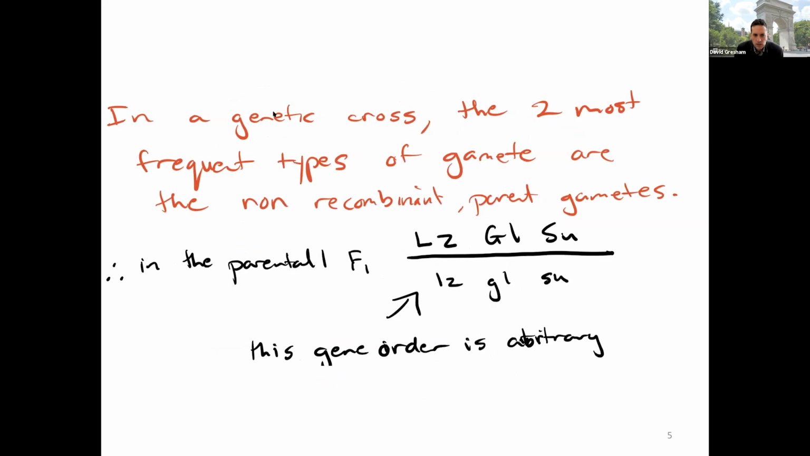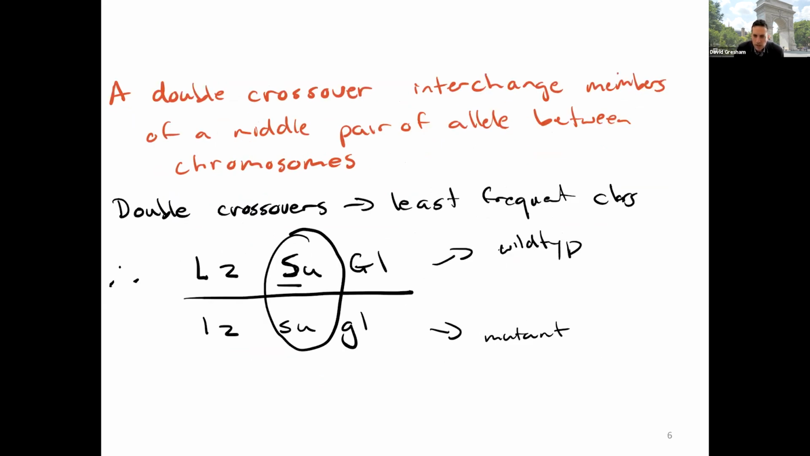Okay, so this is what I reiterated here: in a genetic cross, the 2 most frequent types of gametes are the non-recombinant or parental gametes. This tells us the phase, which is what we have determined here already, step 1. Step 2, the double crossover tells us which locus lies in the middle in this 3-factor cross. And so from this, we can see that it's the sugary locus that is the middle locus.